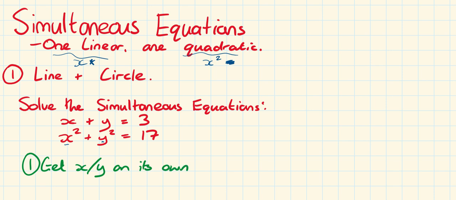Okay, so once you get that on its own, you can take a look at this top one here, and you can get x or y on its own very easily. So let's just get x on its own. If we minus y from both sides of that equation, the y is gone there, and then we end up with x equals 3 minus y. Okay, so we have made a new equation for x. It's 3 minus y.